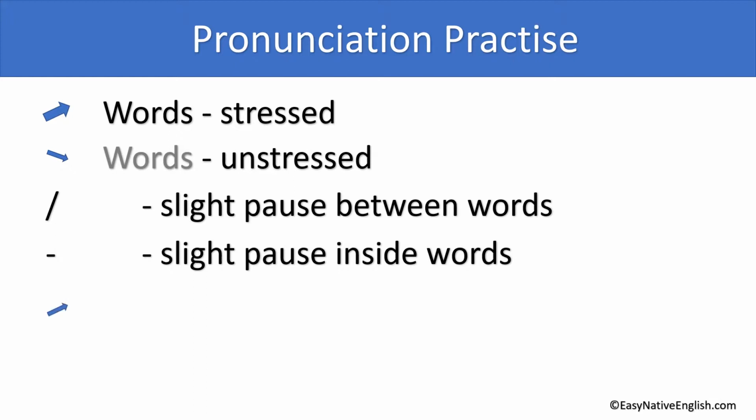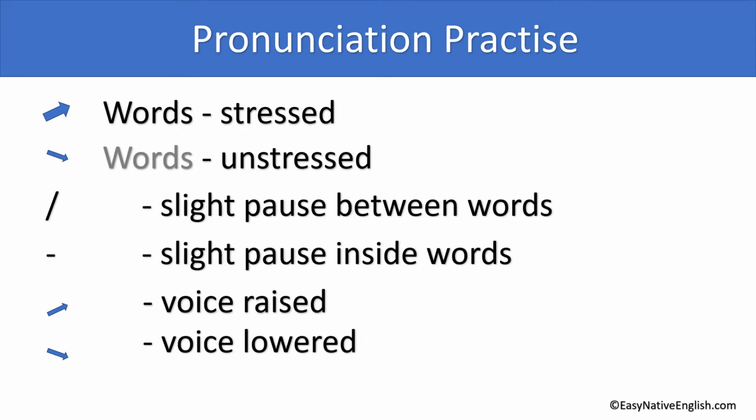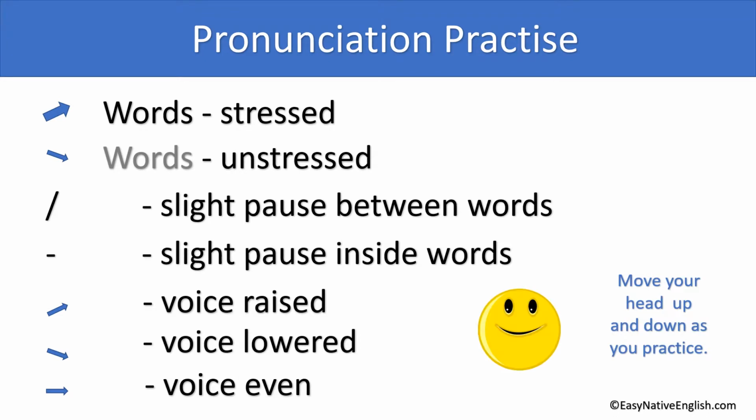An arrow pointing up shows that the voice needs to be raised. An arrow pointing down shows that the voice needs to be lowered. And an arrow that goes straight across shows that the voice remains even. As you read the sentences, move your head up and down according to the direction of the arrows to get a feel for the rhythm of the sentence. Let's have a look at some words and sentences now.